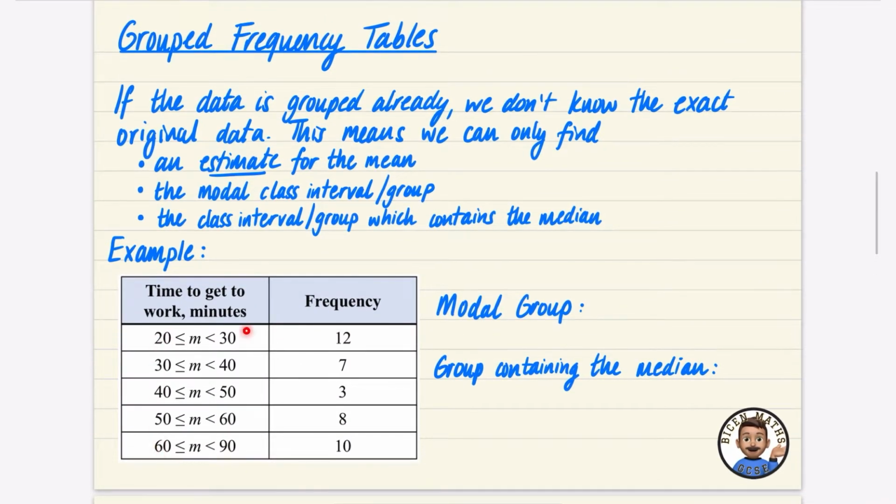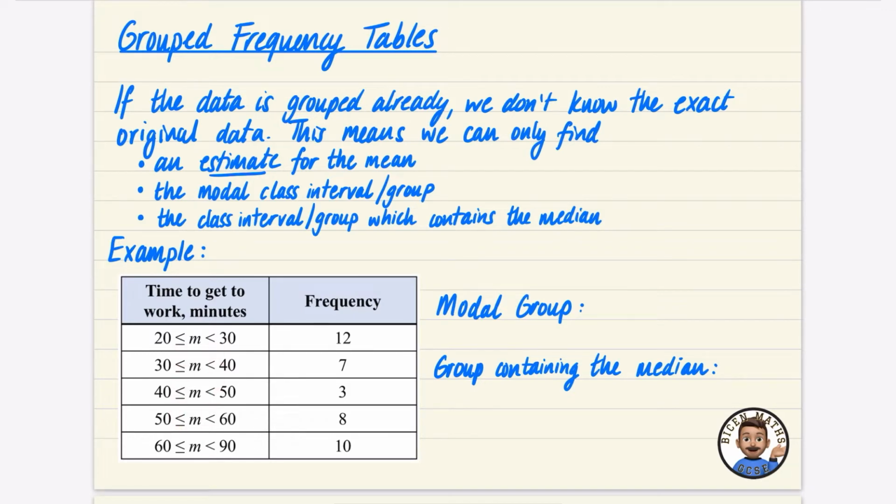Now, I want to just describe what these class intervals are here. This says 20 to 30, the time to get to work in minutes. This means if you belong to one of these 12 people in this group, you take between 20 and 30 minutes to get to work. You could take 20 minutes, but you're taking less than 30 minutes. If you took exactly 30 minutes, you would belong in this group, because this inequality sign has the equal sign with it. So it wouldn't go in that group, 30 minutes would go in here. So that's what these different inequality signs mean.